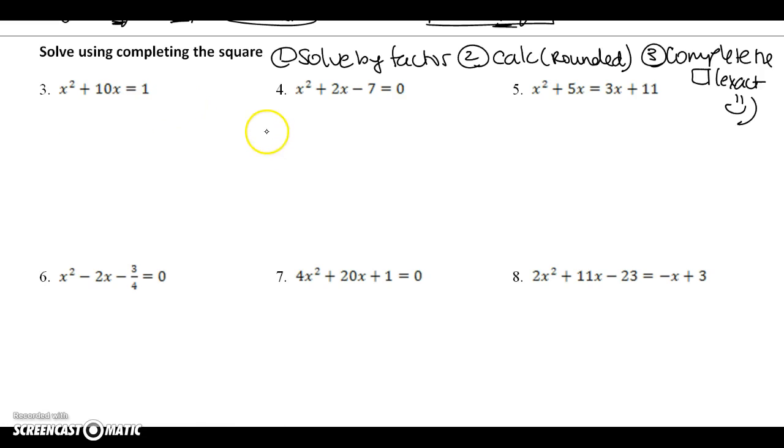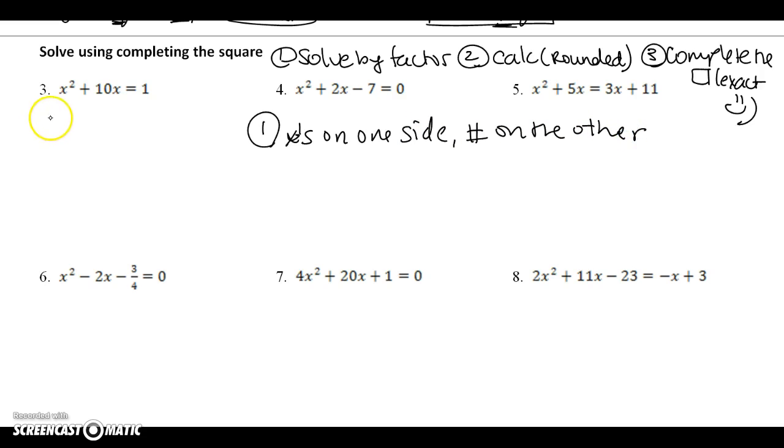So step one, and I wouldn't write these here, I'd probably write them at the top of the front page. So x is on one side and the number on the other. So in this one, we're all good because the x's are on one side, the number's on the other. So now we complete the square.